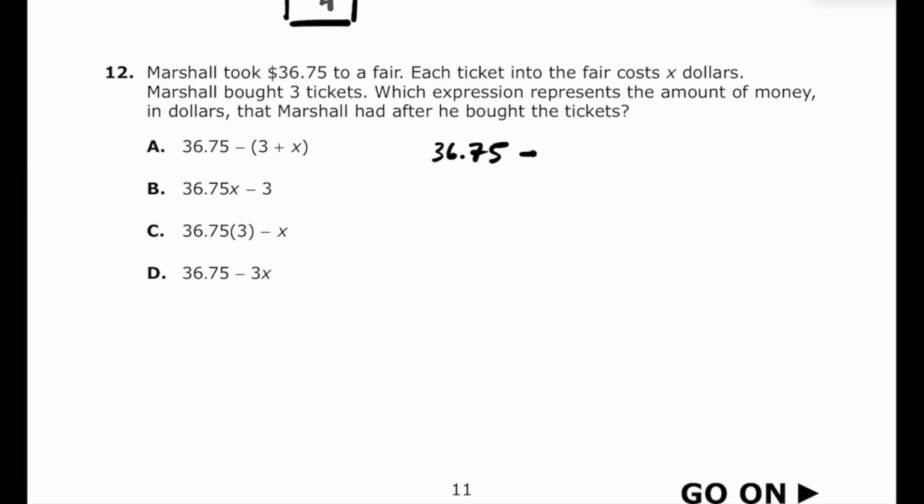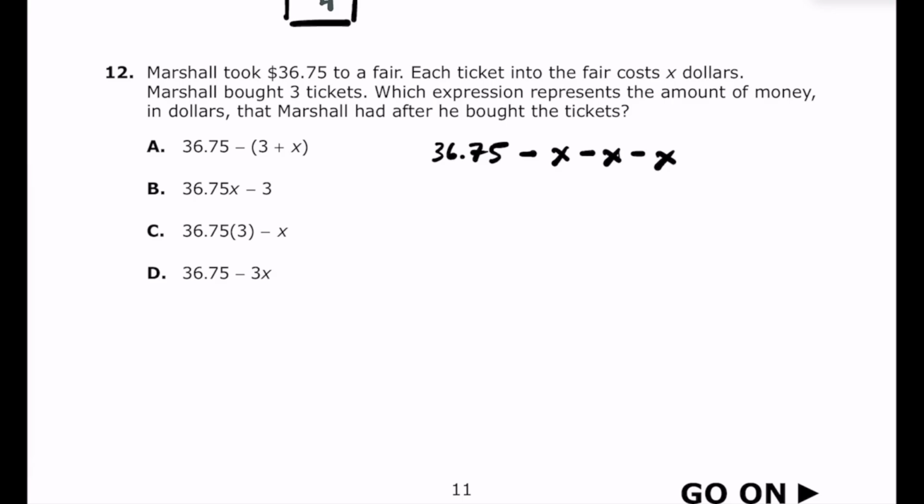He's going to be spending money. And what is he spending? Well, he's going to buy a ticket. So he's going to buy 1 ticket, but then he's also going to buy another ticket. So he's going to take away another ticket cost. And then he's going to buy a 3rd ticket here. This is one way you can think about this problem.